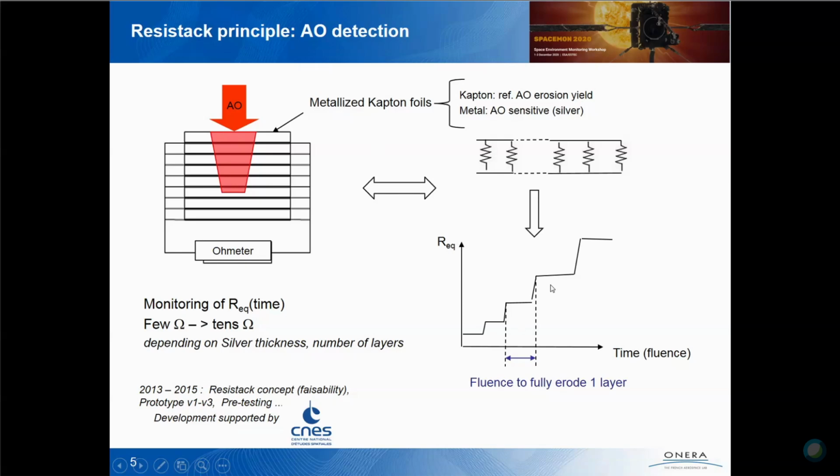Because the Kapton erosion rate is very well known, the resistance evolution and fluence can be correlated, in fact. So that is the principle of this detector. And it has been developed since 2013 with the support of CNES. We started with a feasibility study, of course, and different prototypes and pre-testing. The last detail I can add here is that the metallization is a small silver film, in fact.